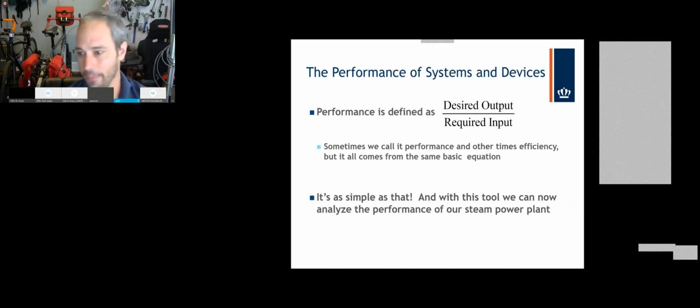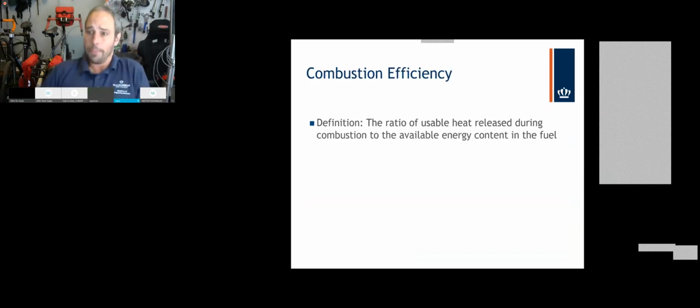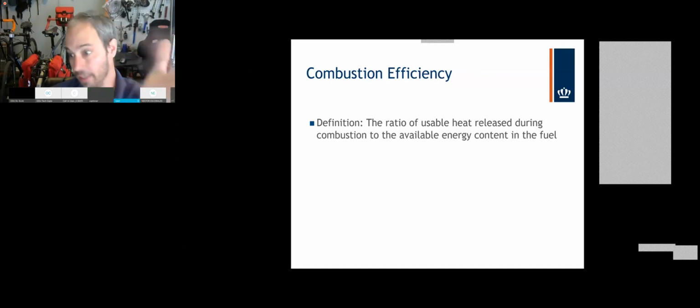Simple as that. Now we can define that for our power plant. So in our power plant, I'm going to go through the order from beginning to end in terms of the energy through the system. First one is combustion efficiency. Basically it's the usable heat released during combustion relative to the amount of energy available in the fuel. That's something you would study in chemistry. You're going to do basic stoichiometric chemical balancing. That assumes that you have 100% combustion or chemical reaction. When we say combustion, we're talking about chemical reactions that release heat. We're not talking about endothermic, we're talking exothermic.